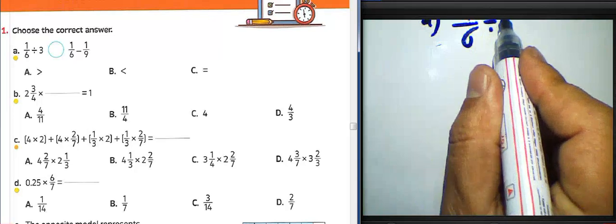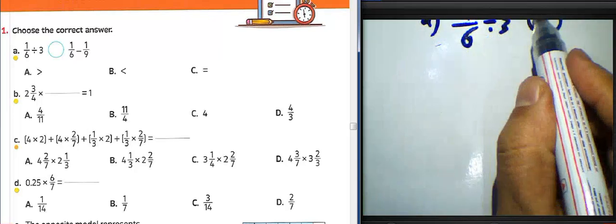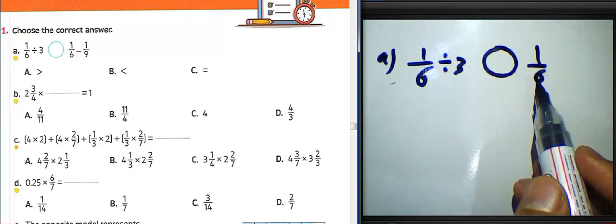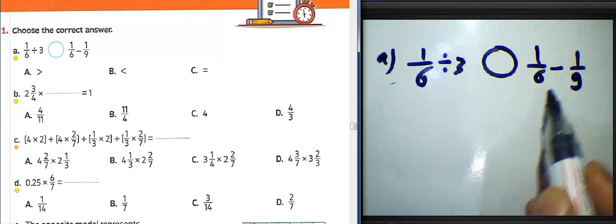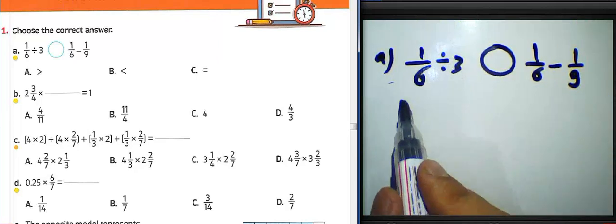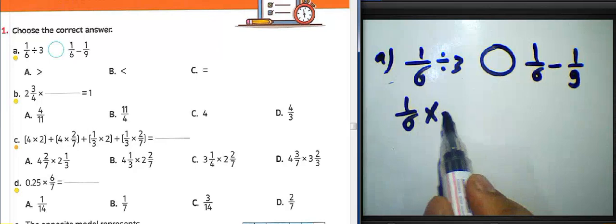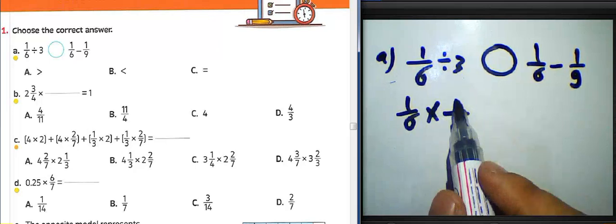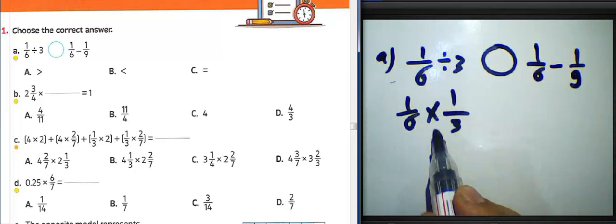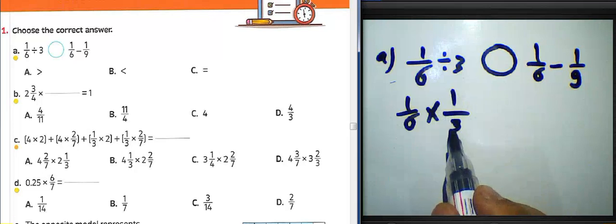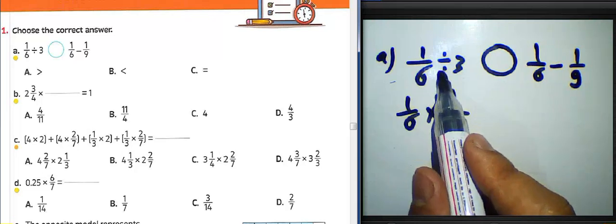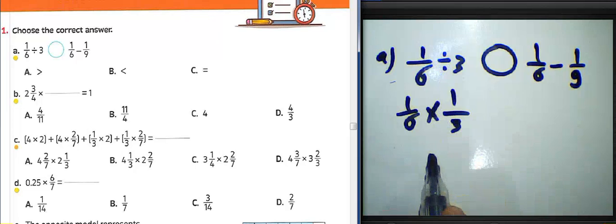1 over 6 divided by 3 or 1 over 6 subtract 1 over 9. First, we convert from whole numbers to fraction, right? 1 over 3, because we convert from division to multiplication. And then 1 times 1 equals 1, and 3 times 6 equals 18.